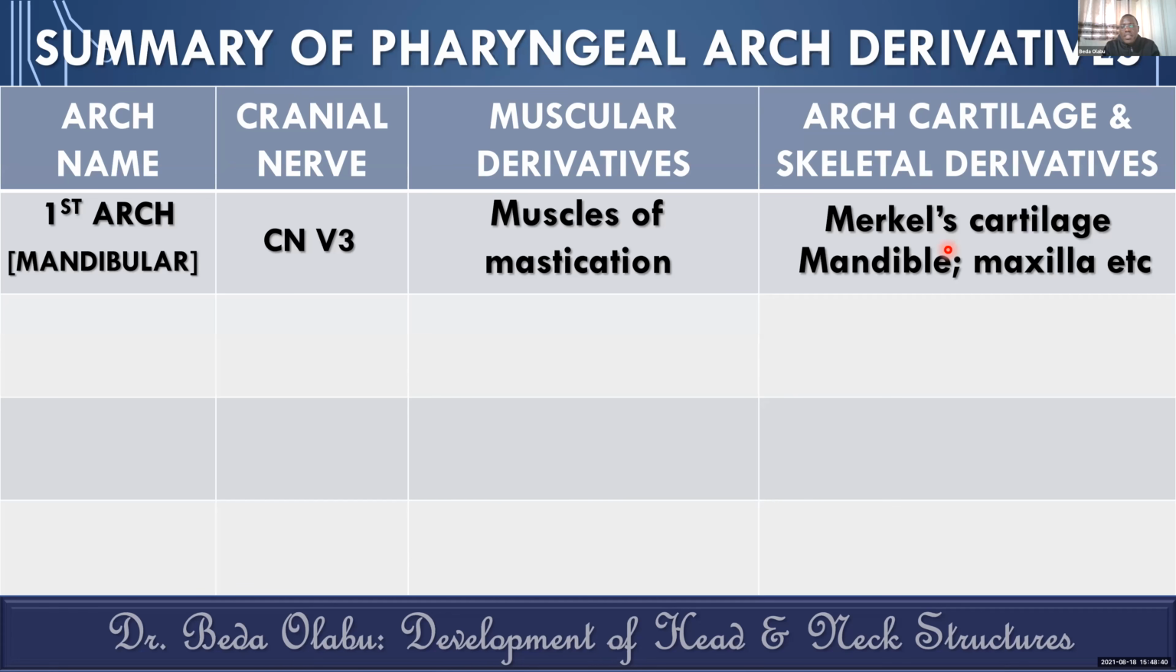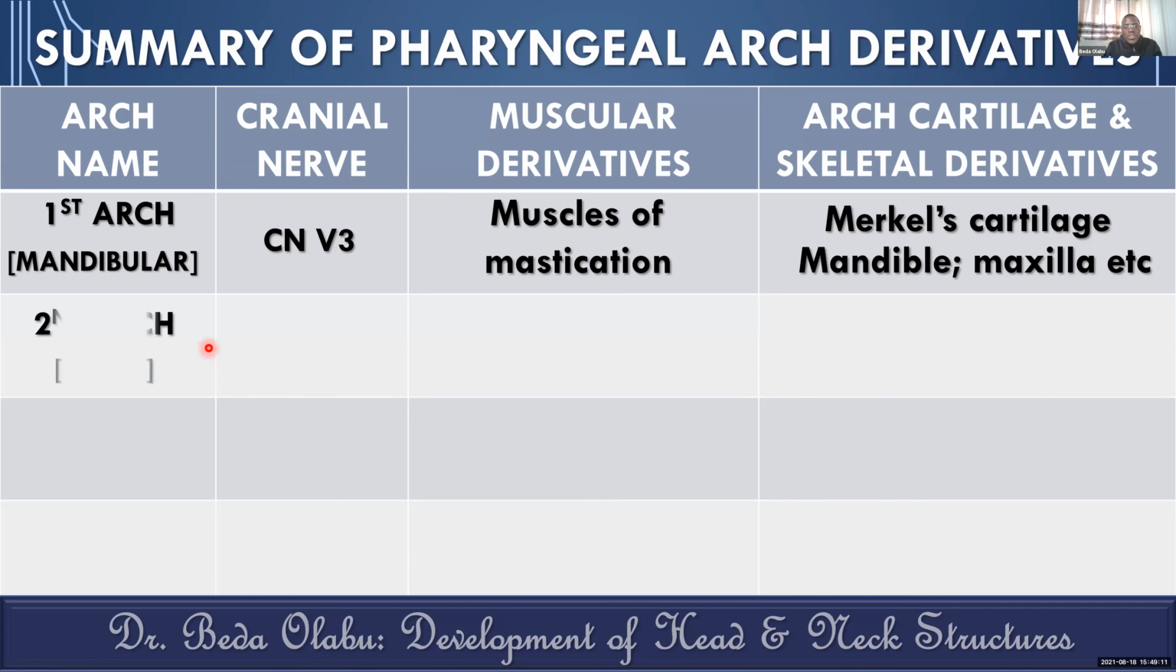The artery that was supplying the first pharyngeal arch, which we should now call the first aortic arch artery, persists as the maxillary artery. So the maxillary artery is the remnant of the first aortic arch artery.